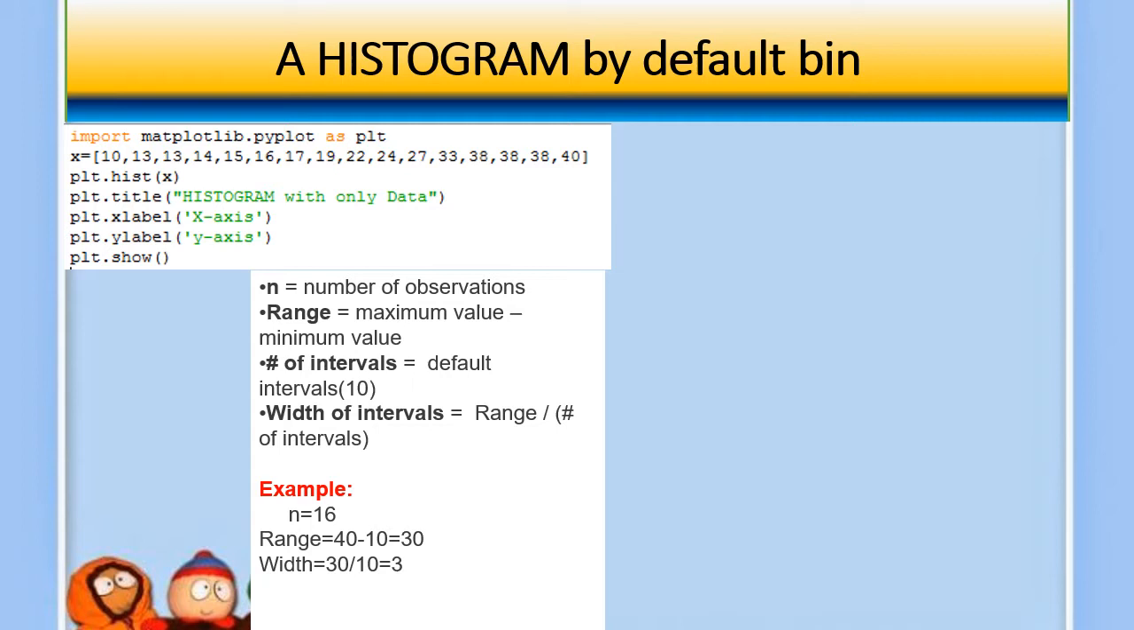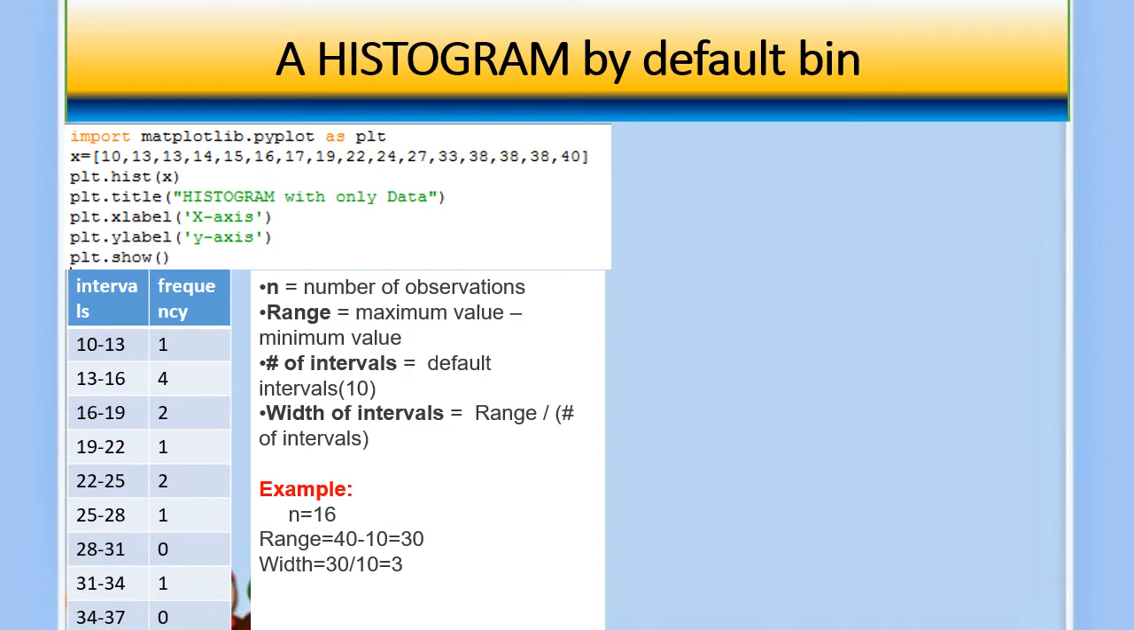See here the example: x holds 16 values, so n equals 16, and we have to find the range. The maximum value in x is 40 and the minimum value is 10, so 40 minus 10 is 30. Next, how do we find the width of each bar? The range, 30, divided by the default number of intervals, 10, gives 3.